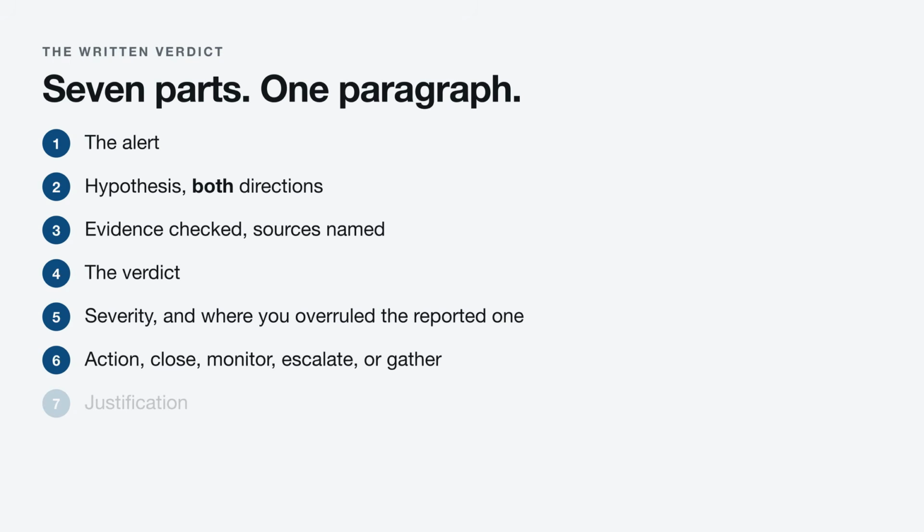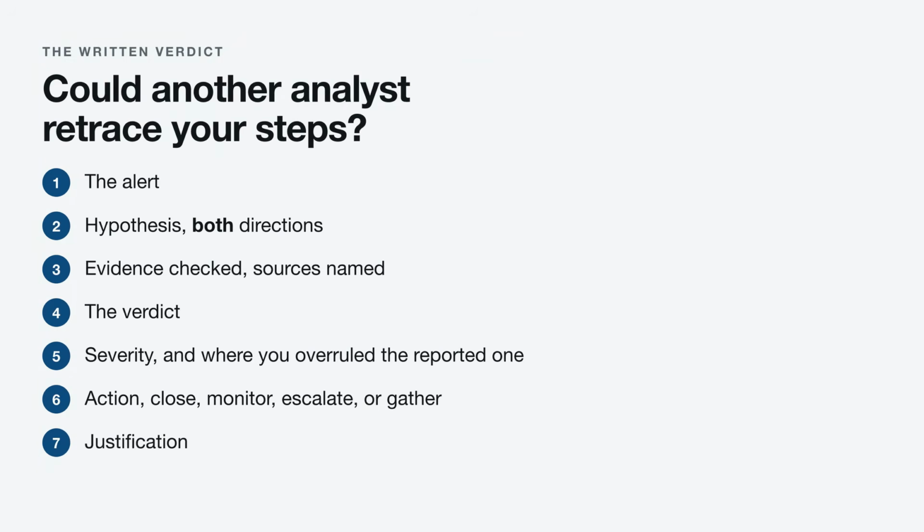Your hypothesis, both directions, because naming the innocent explanation up front is what keeps you honest. The evidence you checked, and you name the actual sources. The verdict. The severity you assigned, including where you overruled the reported one and why. The action and the justification, which has exactly 1 test. Could another analyst, reading only your paragraph, retrace your steps and agree?